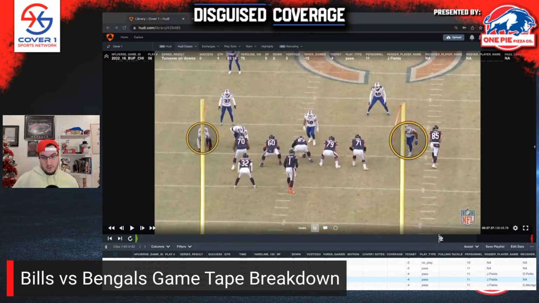Now, got another play here. This is the last play we've got in the film breakdown from this Bears game. And again, this is relevant to what you would want to see against the Cincinnati Bengals. So we've got AJ Epenesa on the left edge there, Greg Rousseau on the right from your vision standpoint here.